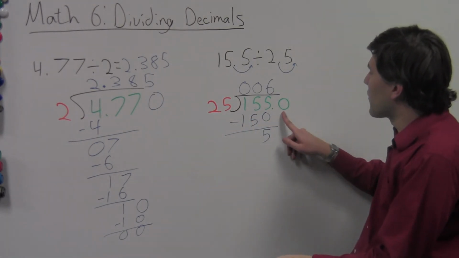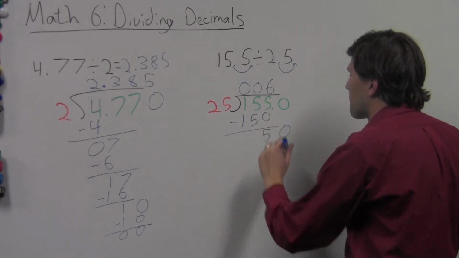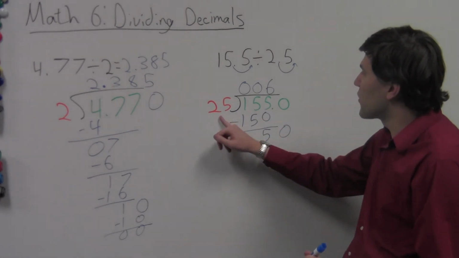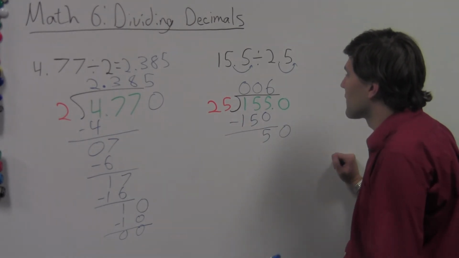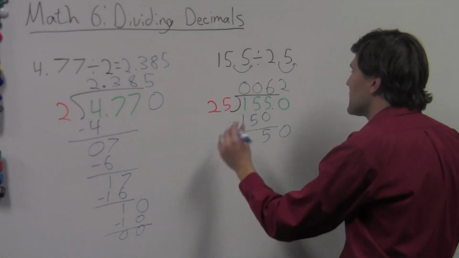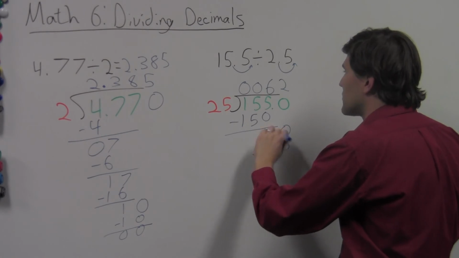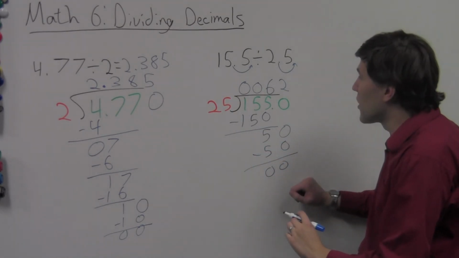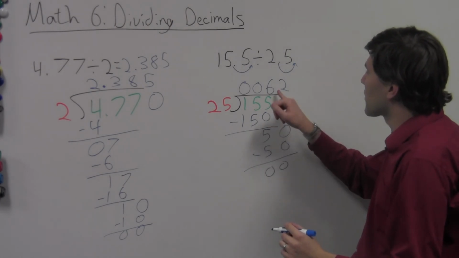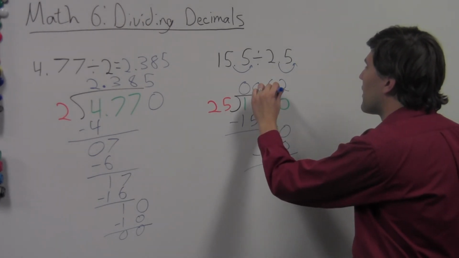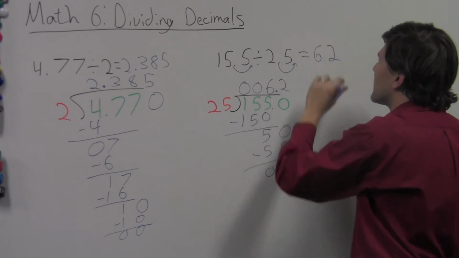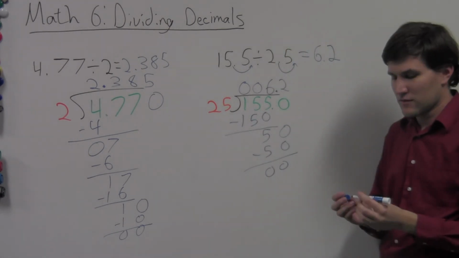We need to carry down this placeholder 0. Now we ask ourselves, how many times will 25 fit into 50? It fits in twice. 2 times 25 is 50, so we subtract 50 and are left with no remainder. We need to place our decimal point right above, so our final answer is 6.2.